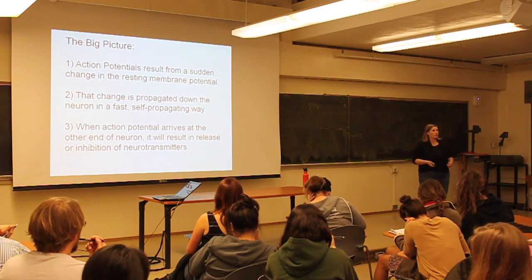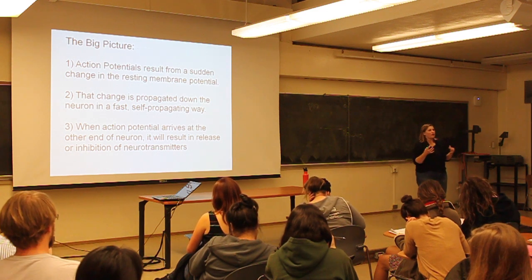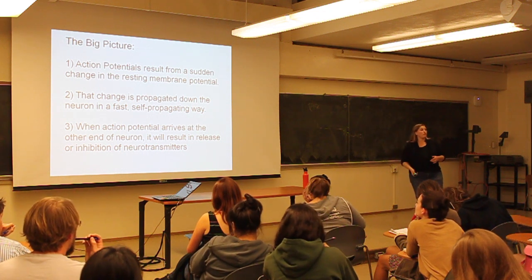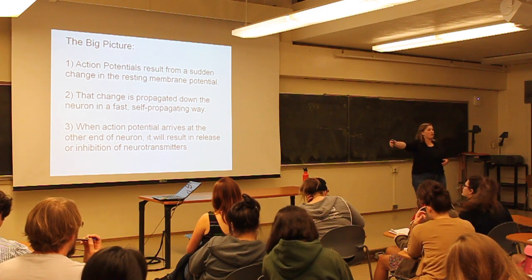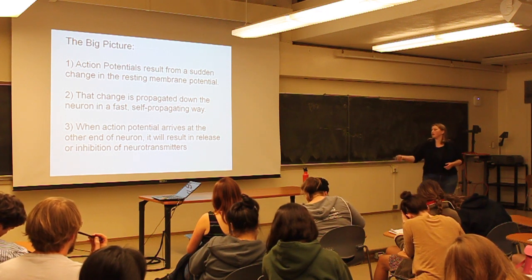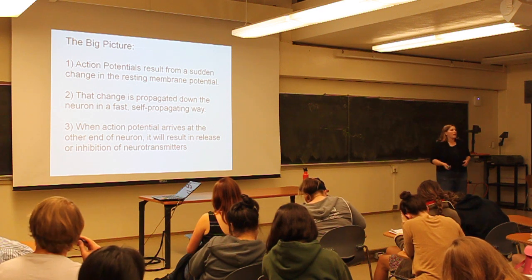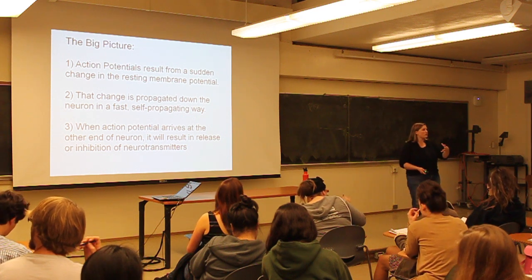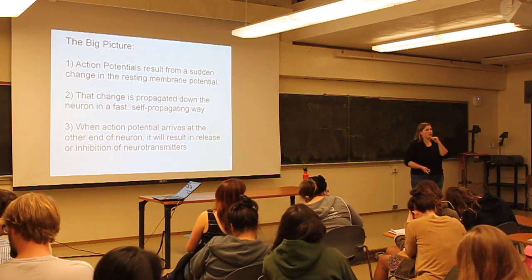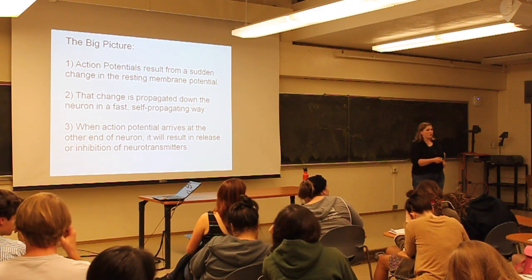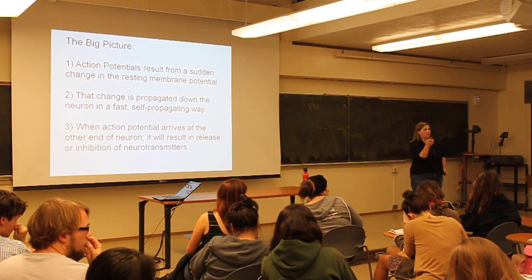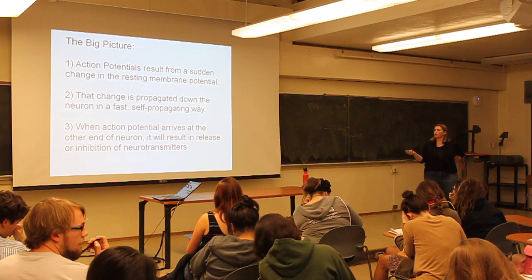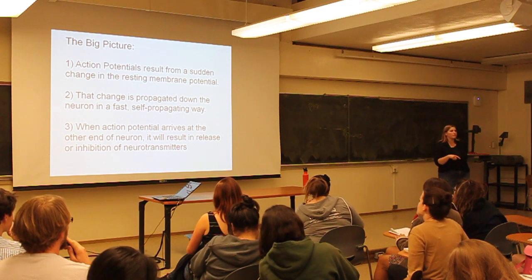If you're getting confused about what the term action potential means, it's when the change in the resting membrane potential arrives at the other end of the neuron. When it gets to the end of the axon, it's going to do something. It's going to result in the release of neurotransmitters. Anybody know what a neurotransmitter is? Name one. Dopamine. Acetylcholine. Serotonin. Okay, you guys know what those are. So it's going to result in the release or the inhibition of neurotransmitters. What does inhibition mean?